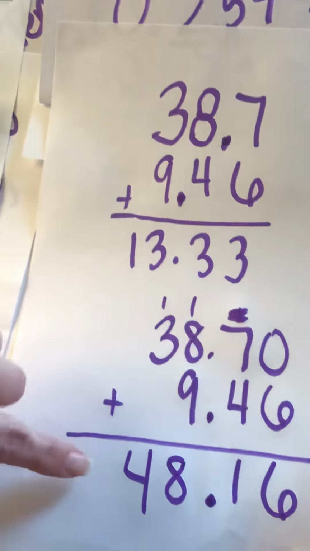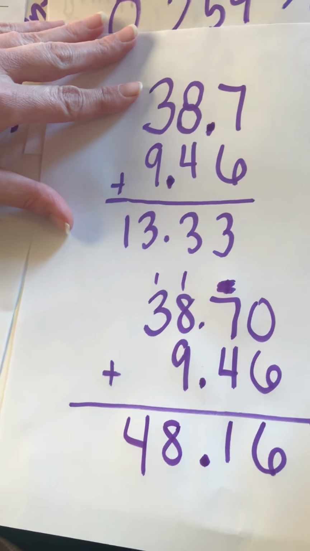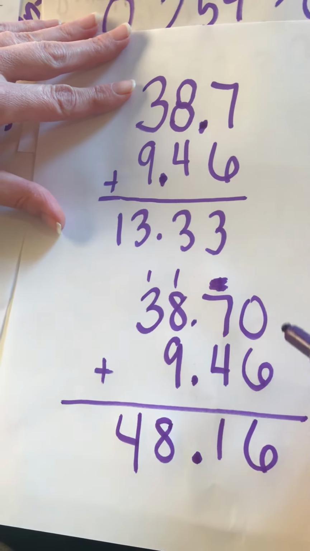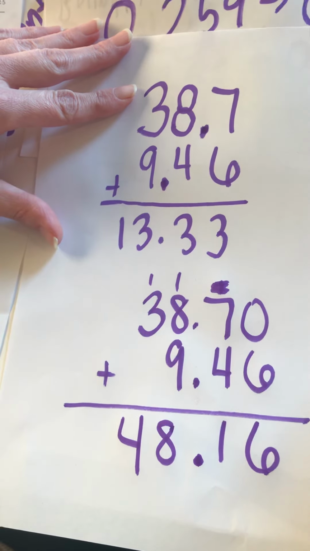So there's a big difference in these. So remember, it's important to add like place values. So we need to line up the like place values when adding.